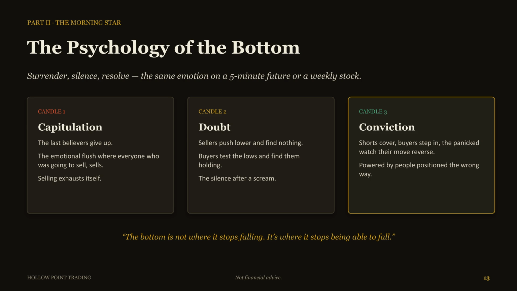The bottom psychology follows a 3-stage story. Candle 1 is capitulation, where sellers give up. Candle 2 is doubt, a stalemate where sellers find nothing lower. Candle 3 is conviction, where buyers step in and the trend reverses. The bottom is where it stops being able to fall.